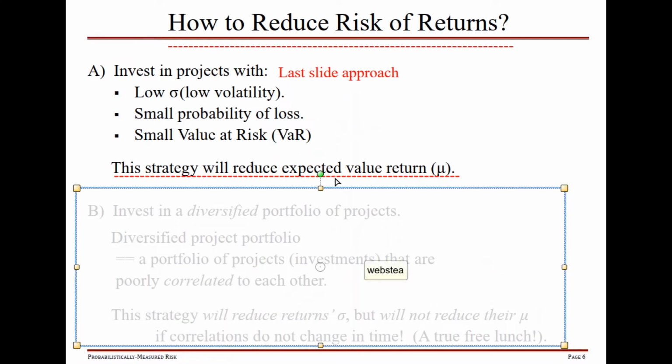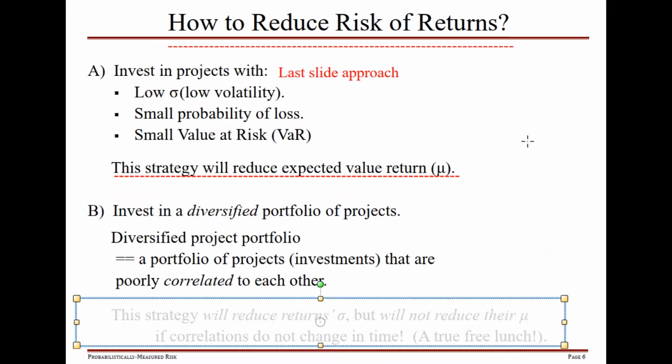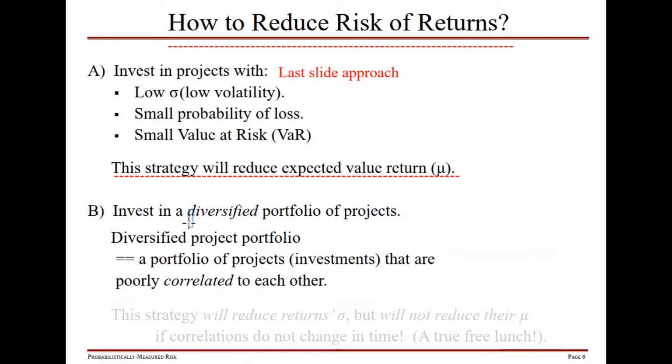However, there is another approach that is much more exciting. We can invest in a diversified portfolio of projects, with the emphasis on diversified. And what we mean by that is a portfolio of projects or investments that are poorly correlated to each other. We're going to measure correlation mathematically, but just qualitatively, if two stocks, or two bonds, or a stock and a bond move in price up and down together, they're highly correlated. If they move up and down in price opposite of each other, they're very poorly correlated.